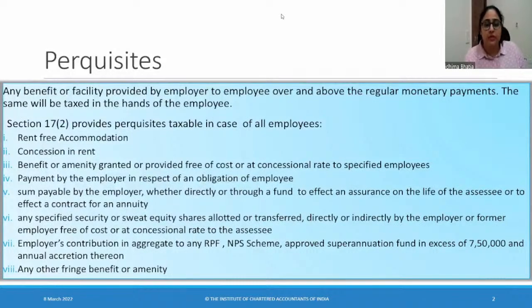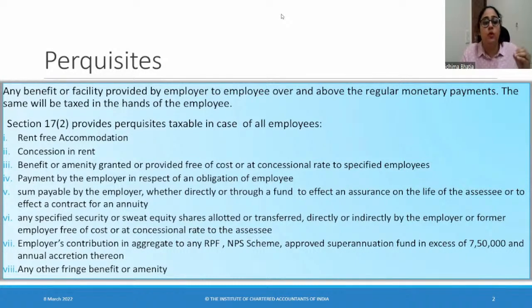See, if I'm giving you some benefit, say an accommodation, it's a benefit given to you. I am the employer, you are the employee, I'm giving you the benefit of it, then I have to calculate the value of it, right? And that value becomes taxable. Allowances are taxable basis exemption. Perquisites are taxable basis value. Clear? So with this, we'll bring it on our list, which is given in your section 17, subsection 2.